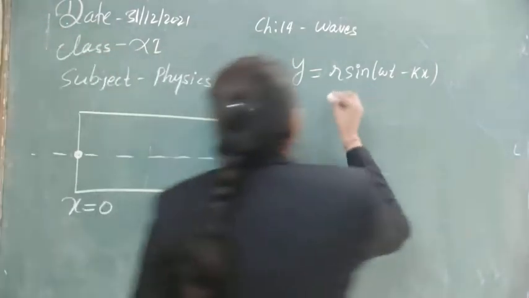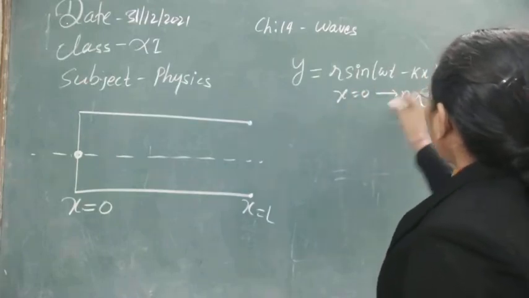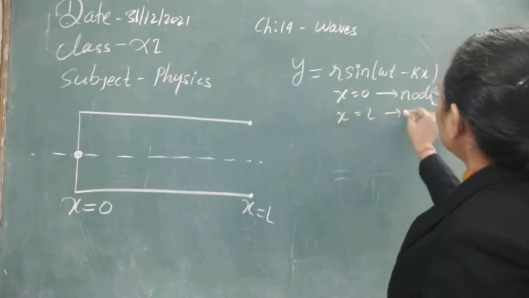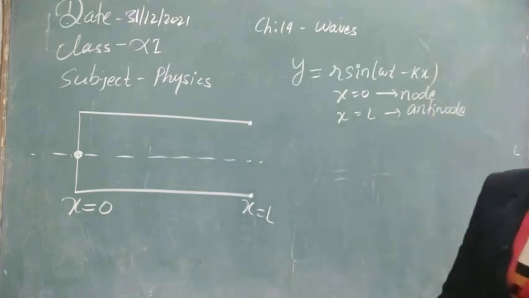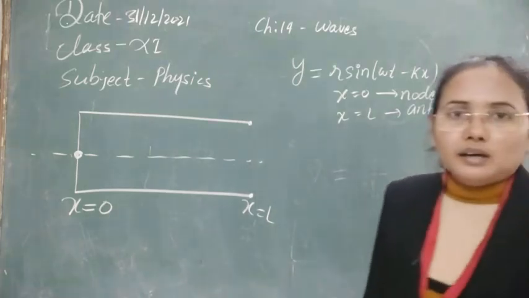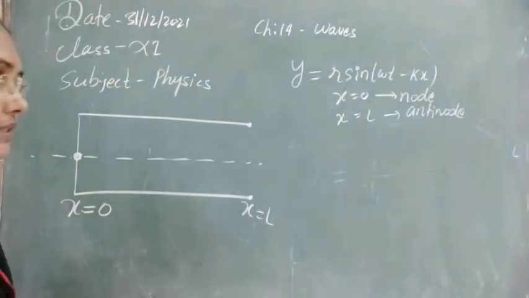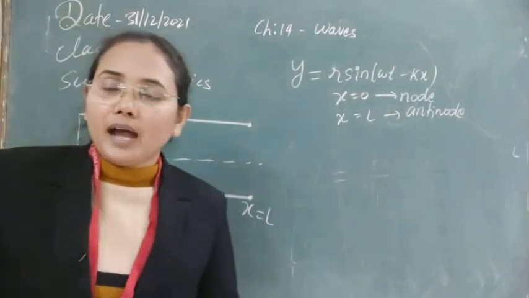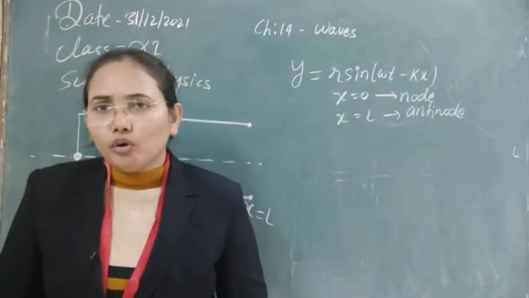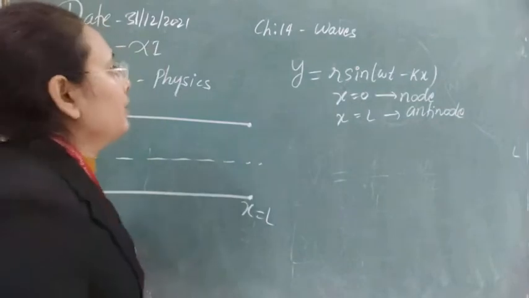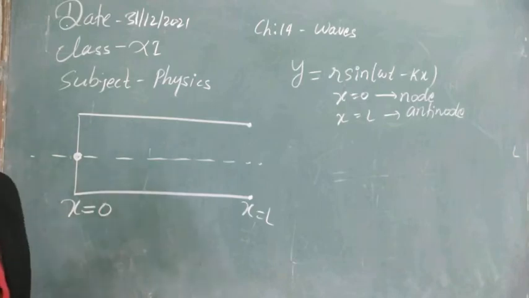Two points are already fixed in this case. The first point, x equal to 0, is the node point, and at x equal to L you will always get an antinode. These two things you have to keep in mind first. Next, let's start to discuss the displacement equation: how the wave is generated here, what the wavelength will be, and what the frequency of the different modes of vibration will be in the case of the organ pipe. Now, any wave generated from here will progress in the positive x direction.